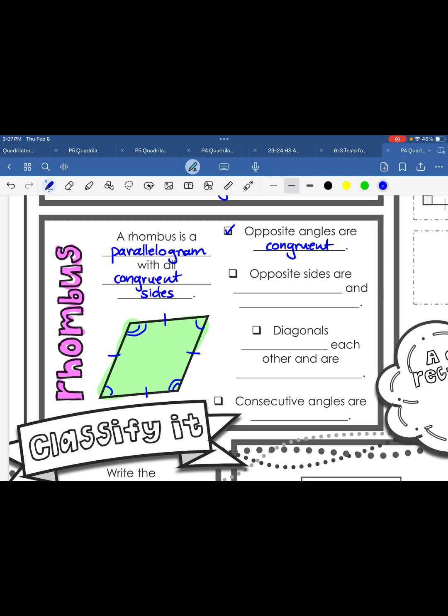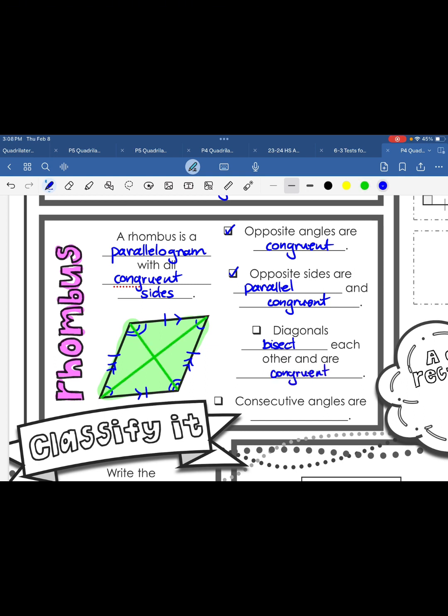Opposite sides are parallel and congruent. So meaning this one is parallel to this one. This one is parallel to this one. All right, check. And diagonals bisect each other and are congruent.